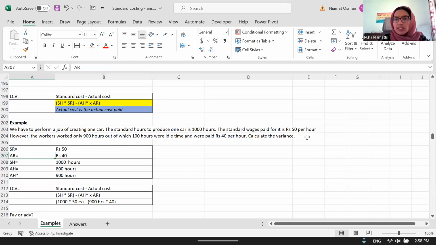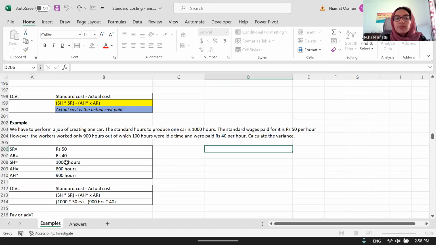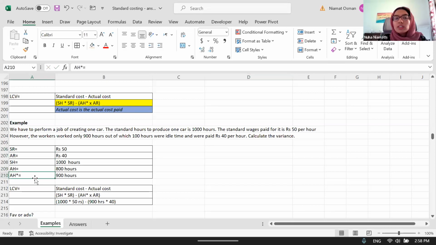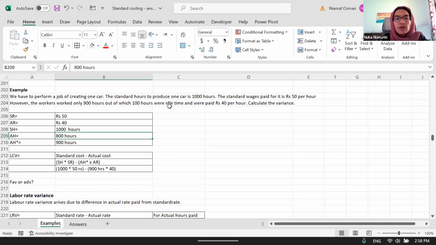Standard rate was what? It's said to be 50 rupees per hour. Actual rate is 40 rupees per hour. Standard hours taken to make one car, 1000 hours. Actual hours worked is 800 hours. And actual hours star is the one which we need. The star that we need is always the star. So star is the actual hours we paid for. For the entire 900 hours we paid, but actual hours worked is 800 hours. So this is the information you have perceived from this question.